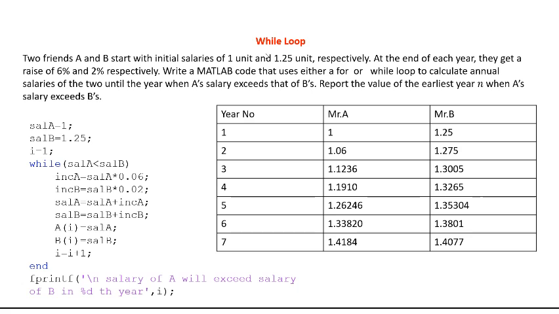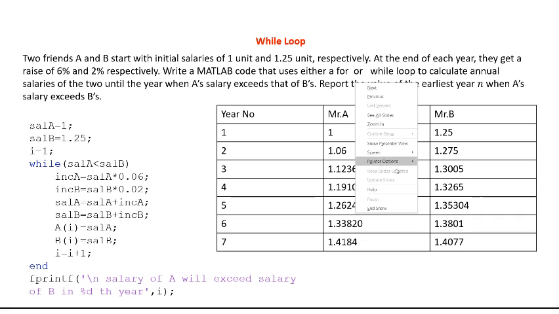Write a MATLAB code that uses either a for or while loop to calculate the annual salaries of the two until the year when A's salary exceeds B's salary. Report the value of the earliest year n when A's salary exceeds B's salary. That means we need to find out in which particular year the salary of A will exceed the salary of B.